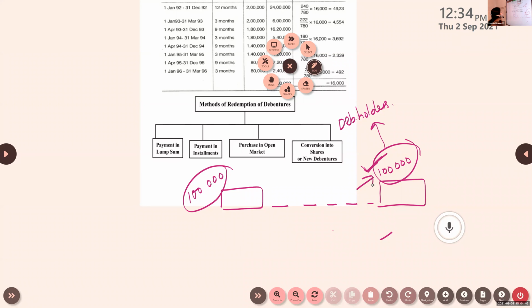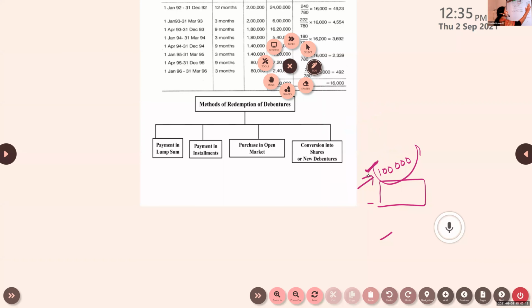You can see there are 4 methods, and there is one more method, sinking fund method, in your textbook. You can find the 4 methods on the board: payment in lump sum, payment in installments, purchase in open market, conversion into shares or new debentures. So, first one, payment in lump sum.